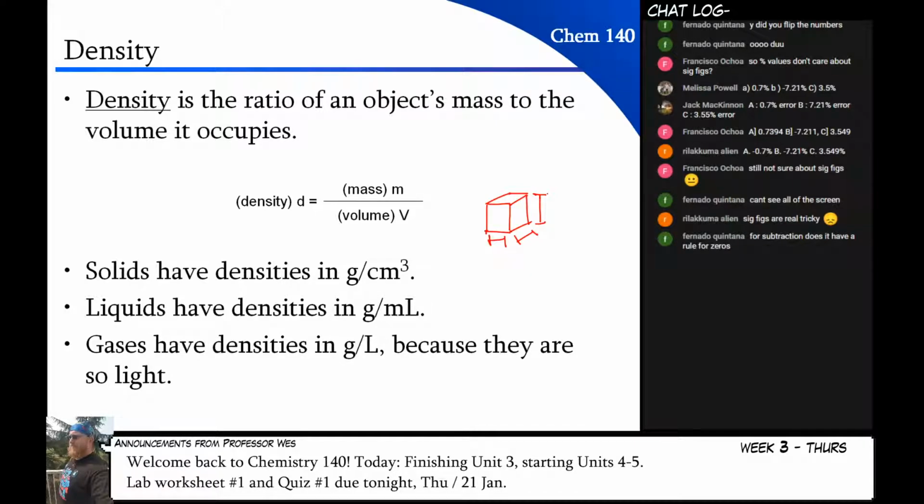But for a liquid, that's almost impossible because liquids flow and they occupy the shape of their container. And so we don't want to use cubic centimeters for something that doesn't want to be shaped into cubes. We instead use milliliters. And yes, these are the same thing. So centimeters cubed and milliliters are equivalent. Remember that 1 cubic centimeter is the same as 1 milliliter.